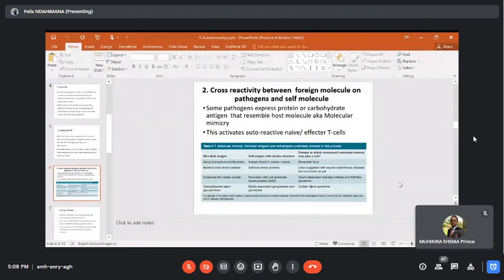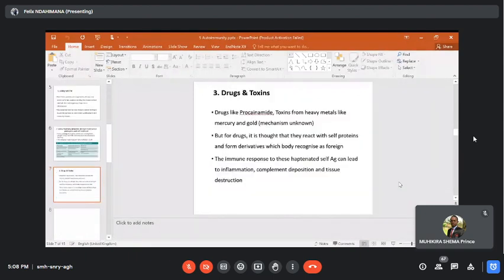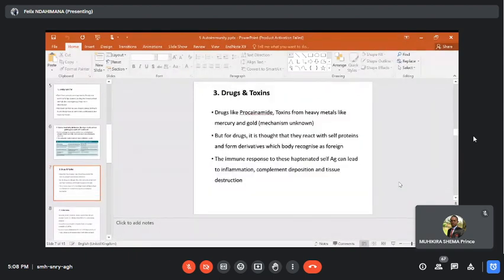So this is a table that you will look at on your own. We have also drugs and toxins. Drugs like procainamide, and toxins like heavy metals, can also cause those autoimmune diseases. Some mechanisms are unknown.